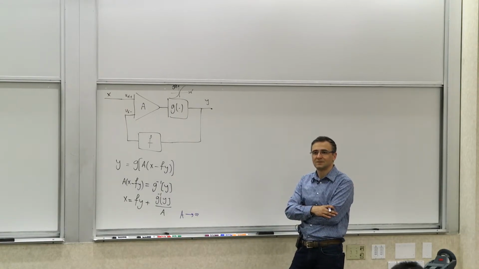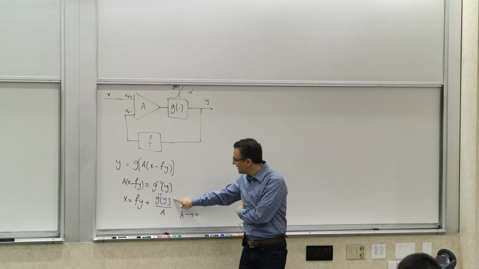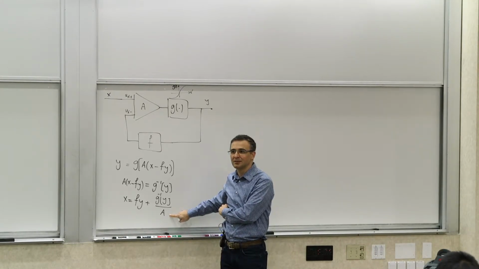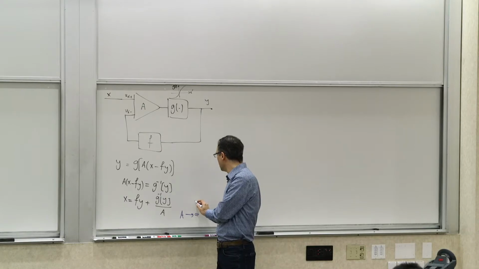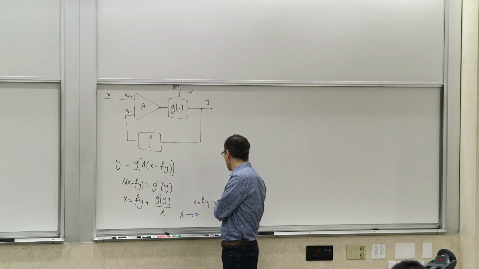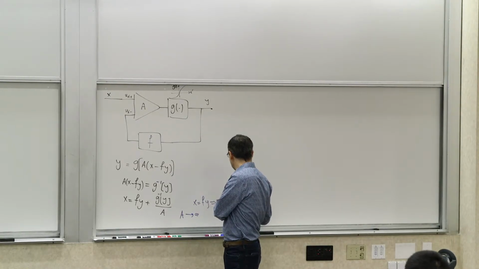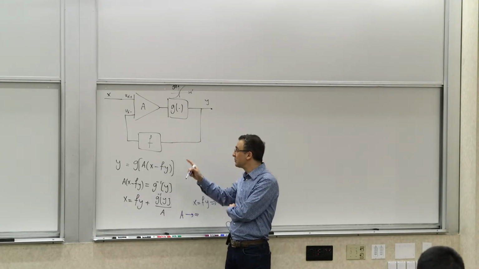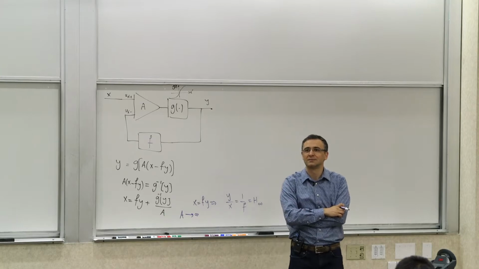Which just looks like our linear feedback relation. Right, because this term will disappear, because you have an A in the denominator. So this term becomes incredibly small. So what you have is that x equals fy, which now you can solve to know that your y over x is basically 1 over f, which is the h infinity determined purely by the feedback path.